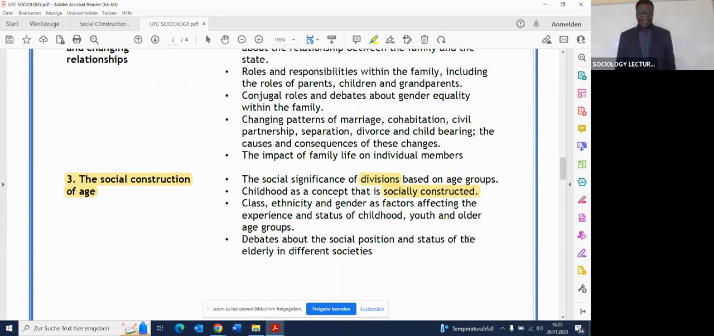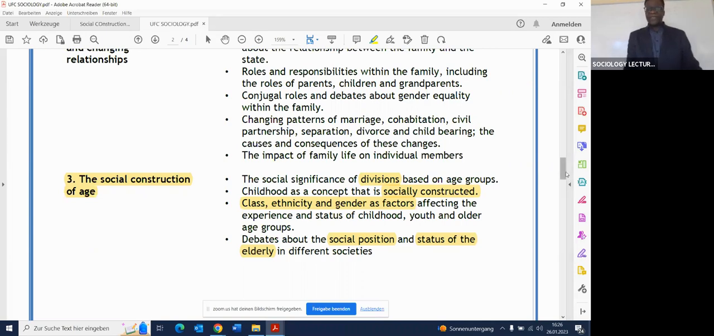Point number 3, class, ethnicity, and gender as factors affecting the experience and status of childhood, youth, and other age groups. Now we're going to underline that. Class, ethnicity, and gender. These are the factors affecting the experience and status of childhood, youth, and older age. So three sets of growth: childhood, youth, and older age groups. Then we're going to go to the last bullet point. Debates about the social position and status of the elderly in different societies.